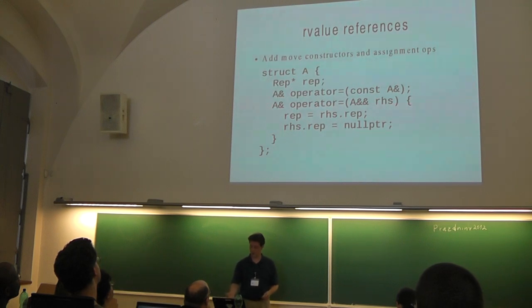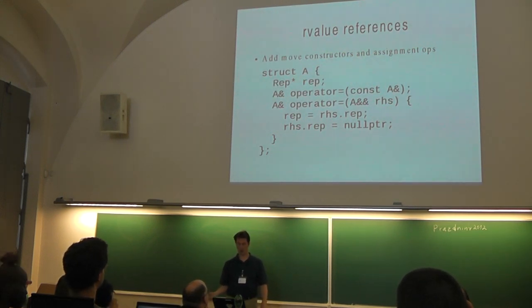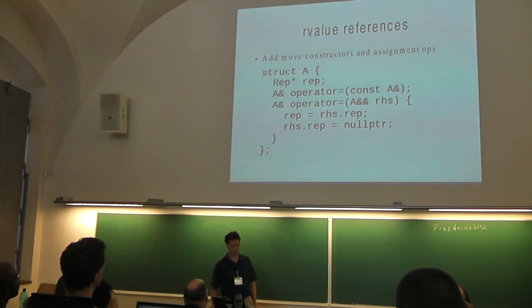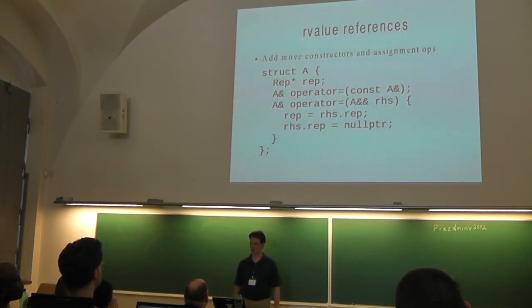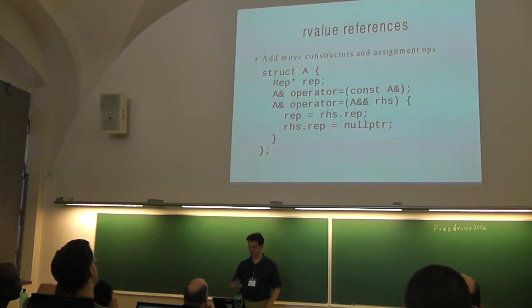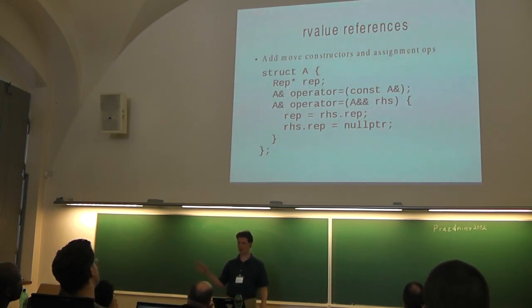So, for instance, with a move assignment operator, if your class has all of its representation stored in a pointer, then when you're moving from one object to another, you can just steal the representation, zero out the old one, and then let it go. The only constraint from a move operation is that the object you're moving from still has to be destructible.